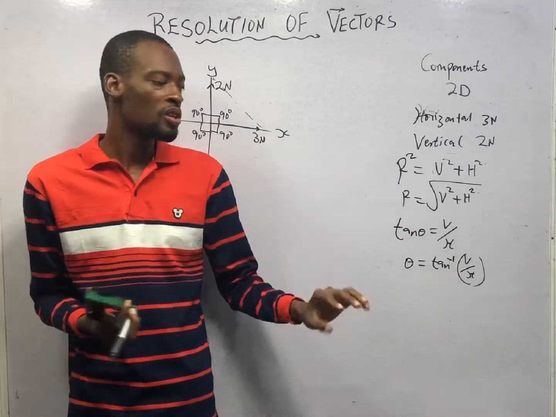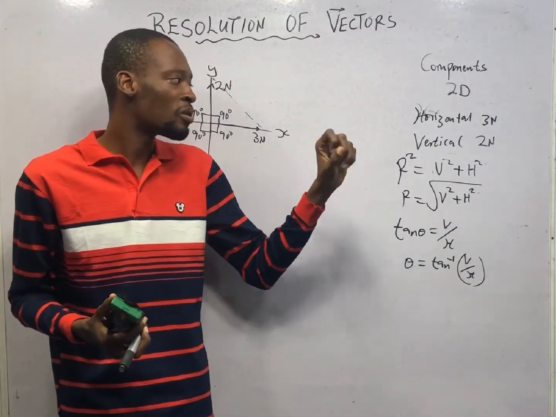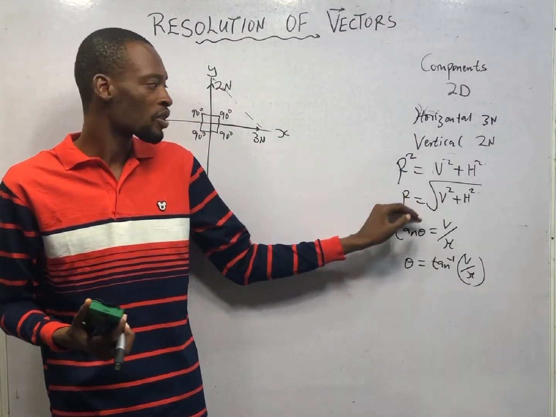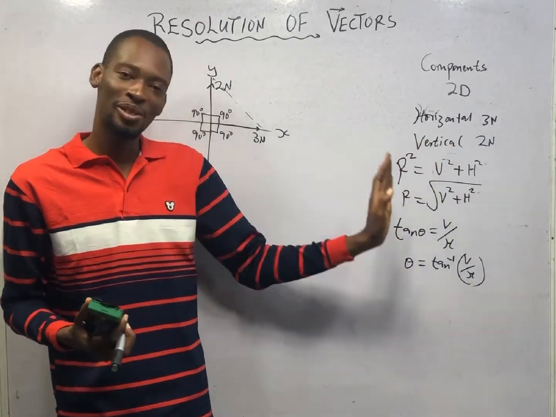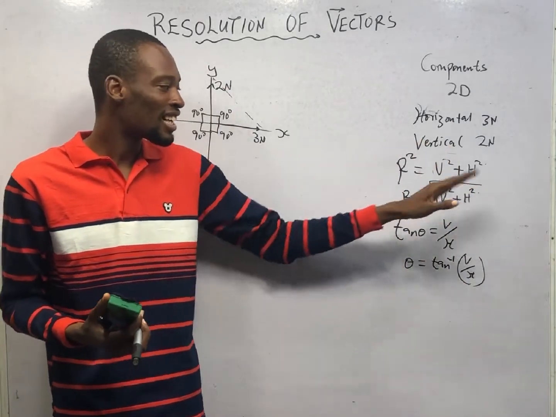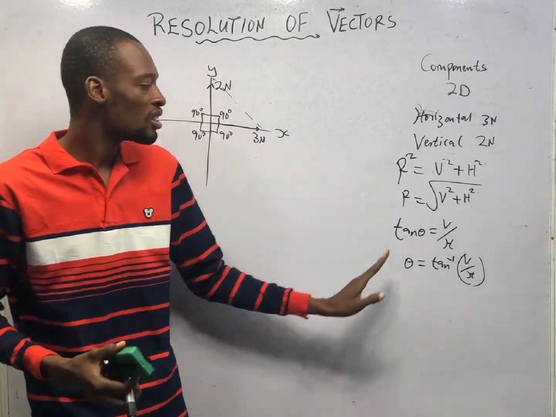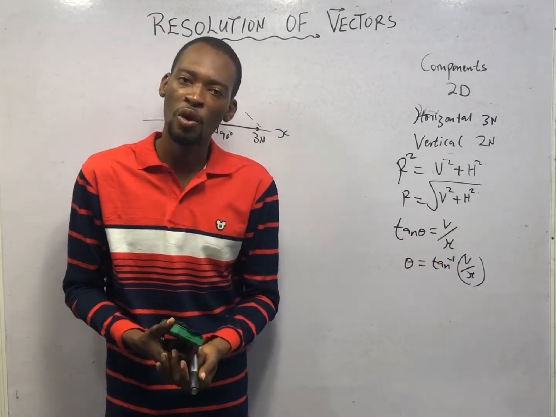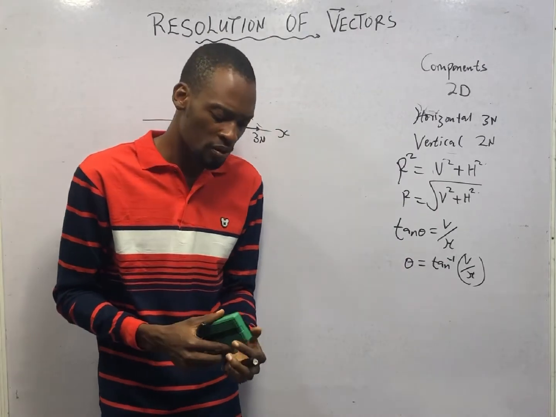This is simply the idea of vector. You are given vectors, you resolve them into the vertical component, you resolve them into the horizontal component, then you look for the magnitude or the resultant using this formula. You square the vertical component, you square the horizontal component, and you look for their square root. Then for the direction or for the angle, tan of the vertical component divided by the horizontal component. Theta is tan inverse of vertical over horizontal.